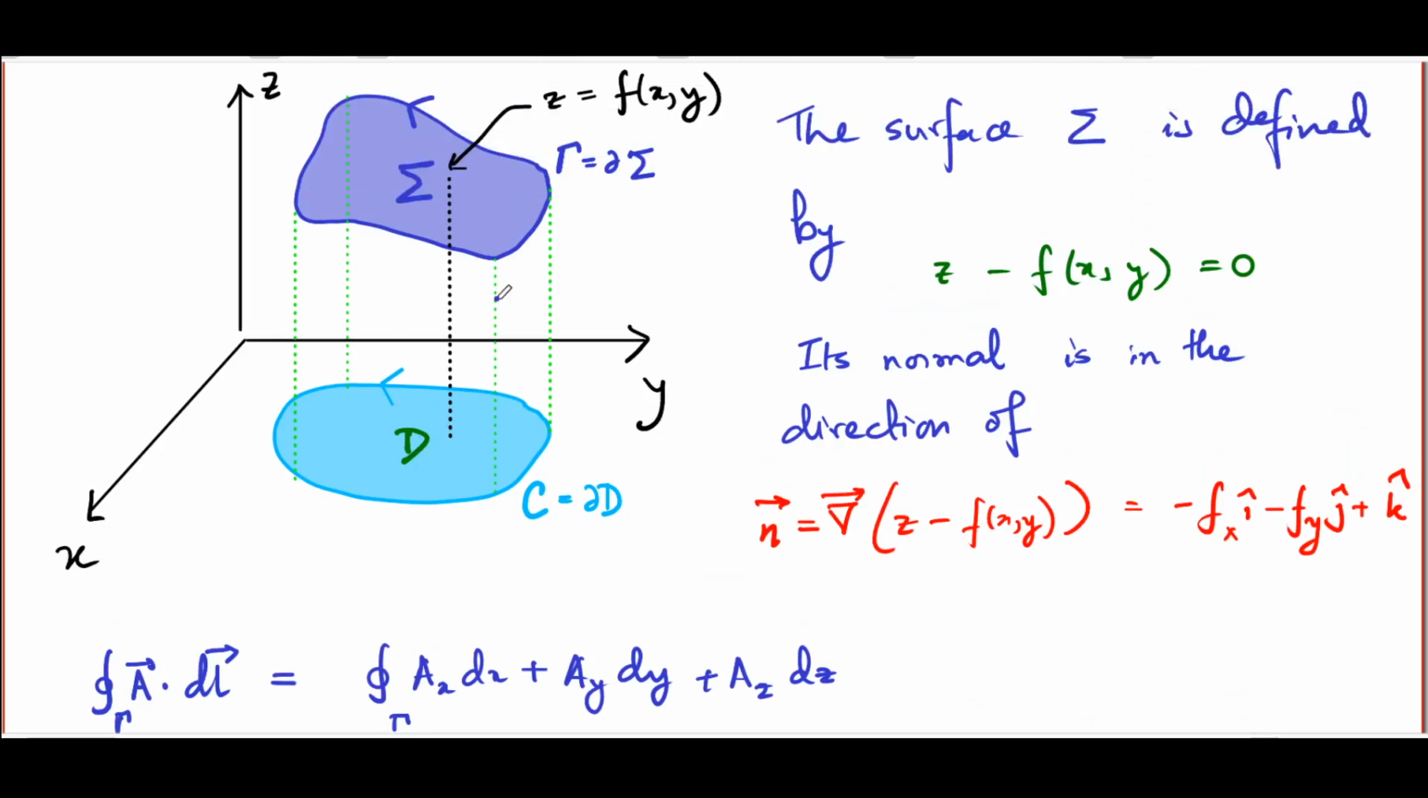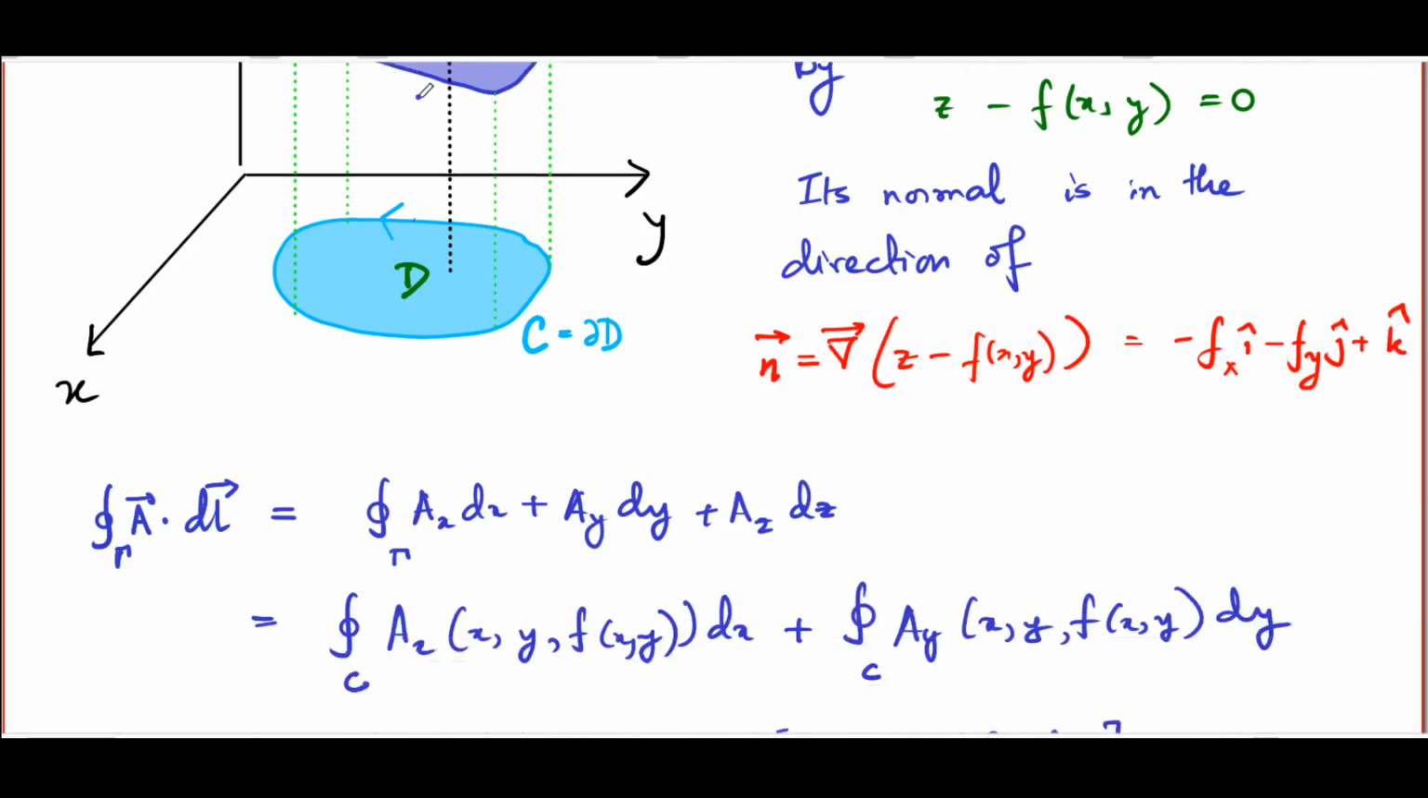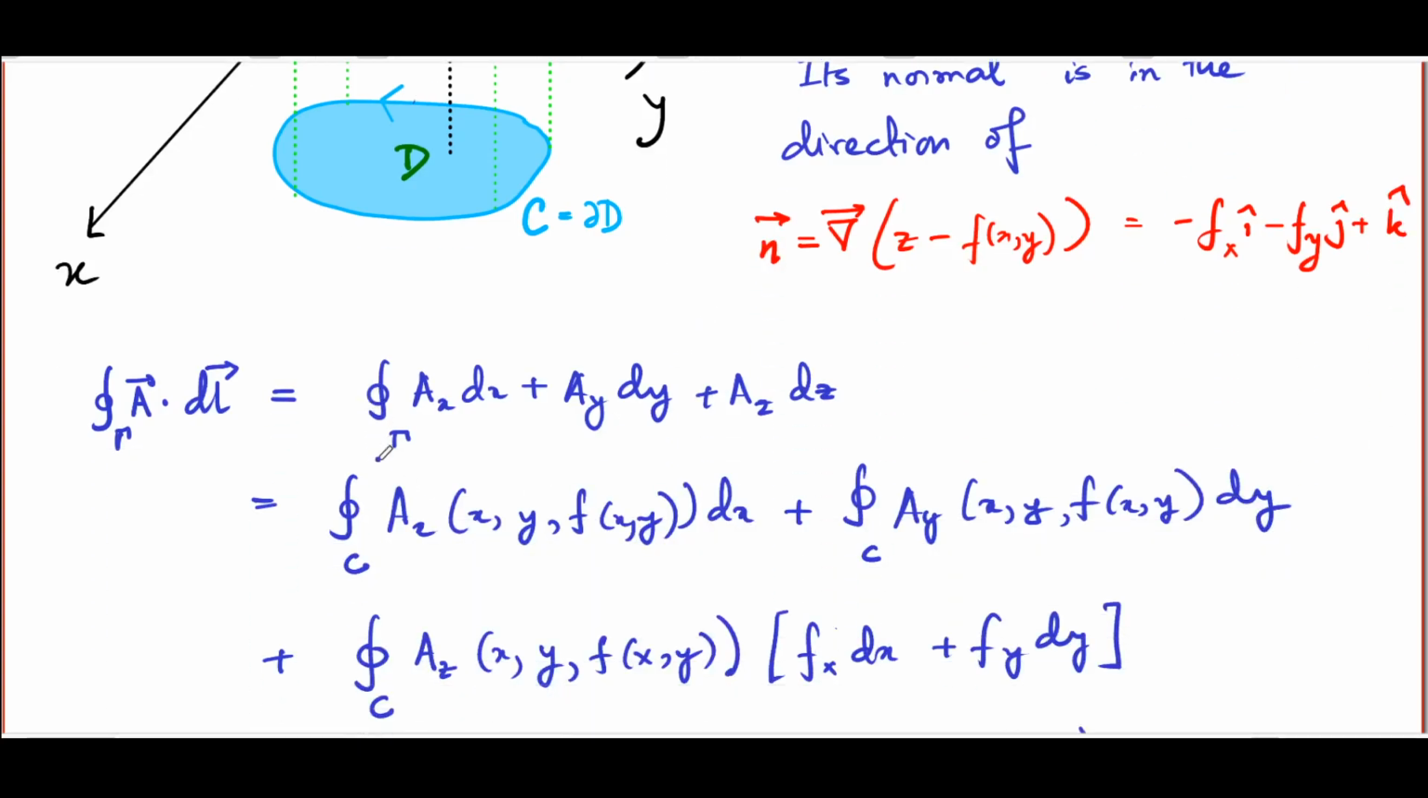So, sigma has been projected down to produce a region, a flat region D, and C is the boundary of that region. And as you traverse the boundary of the region, at every point above this boundary, there is a point on the boundary, gamma of sigma. And this point on the boundary is simply given by the same coordinates x and y, with z being given by f of xy. So the line integral over gamma can be converted into an integral over C, where what we have to remember is z has to be replaced by f of xy.